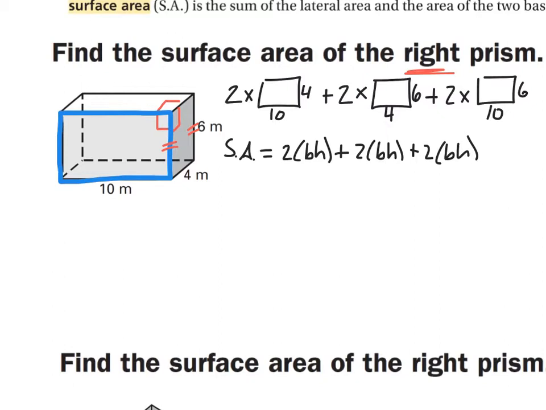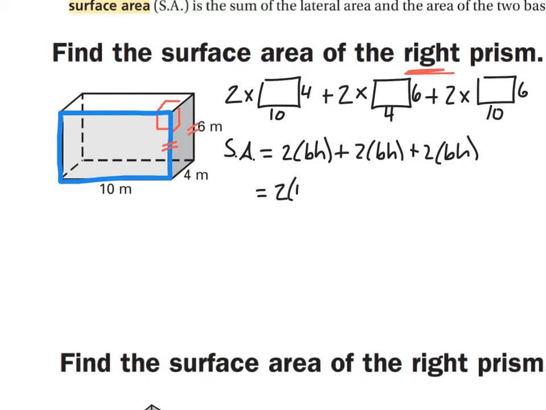It's not a cube. All the faces are not congruent, so they're not all the same base and height. You with me on that? Okay. So now that we have that, we can again look at our little map we made at the top and plug in all of our dimensions.